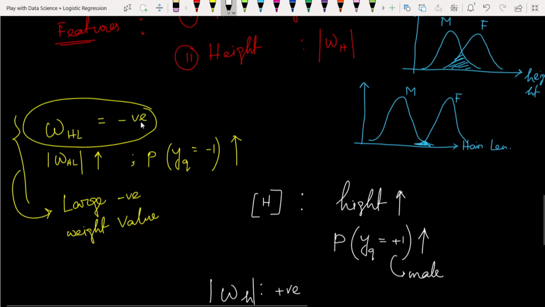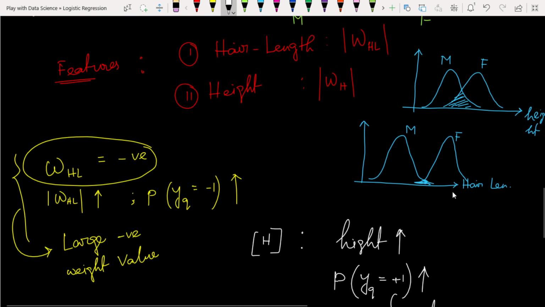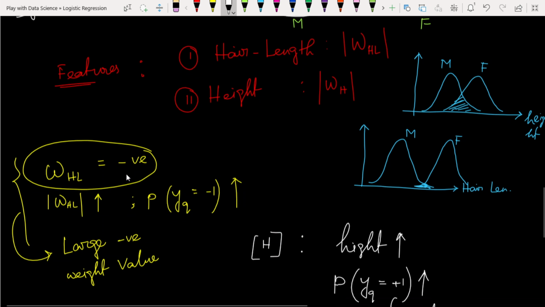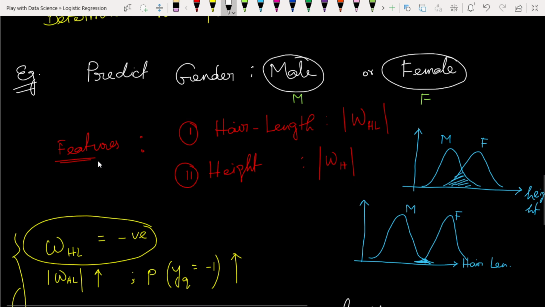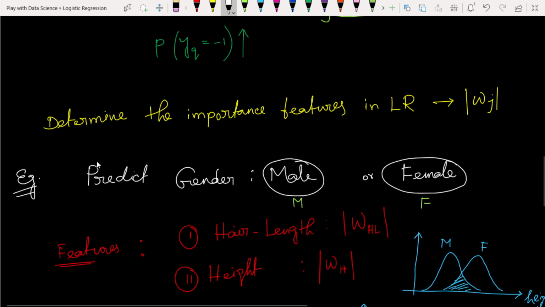You can simply see the distribution. Hair length is more important to predict the gender because there is less overlapping than in the height distributions. For this reason, the absolute value of the weight vector is the most important indicator of feature importance in logistic regression. I think it is clear.